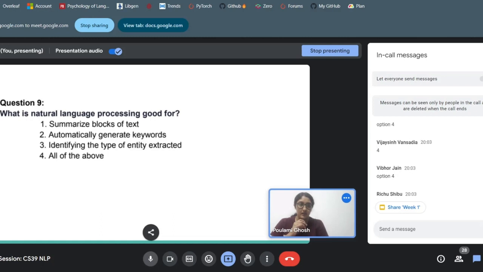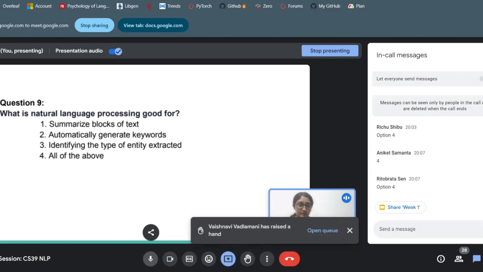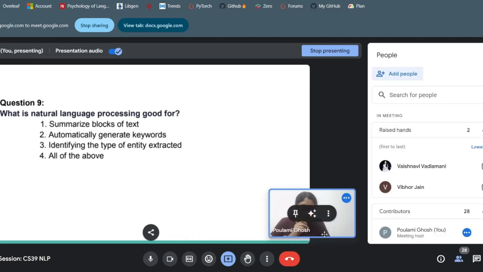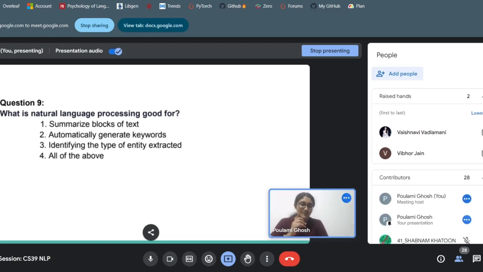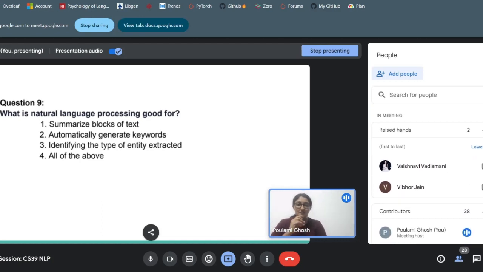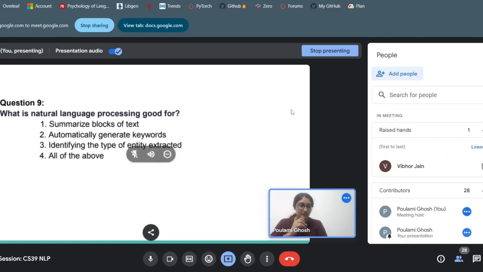Okay. How many of you have used Grammarly or Quillbot for writing? People have raised hands. Three people have. Okay, so you all have used Grammarly. That is also an example of natural language processing.